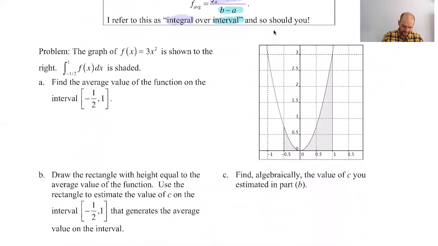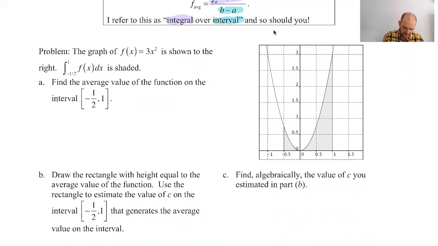So let's see what we can do. The graph of f of x equals 3x squared is shown. The integral from -1/2 to 1 is shaded. Okay, so that's what we're dealing with here. This is the slushy, just kind of moving around. And what we want to do is turn off the machine and see where it settles, and the height at which it settles is the average value.